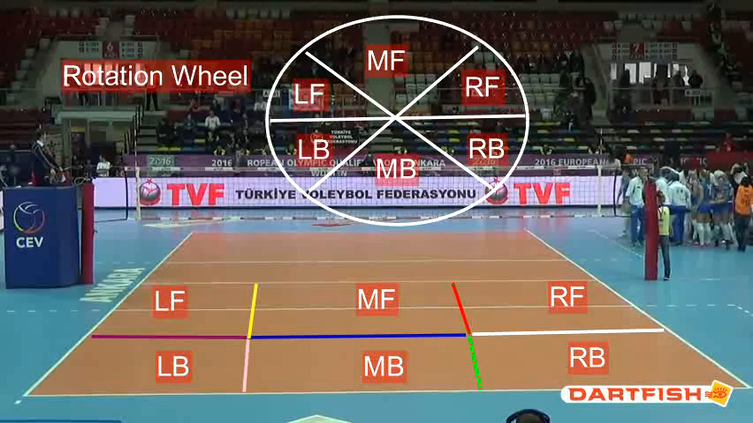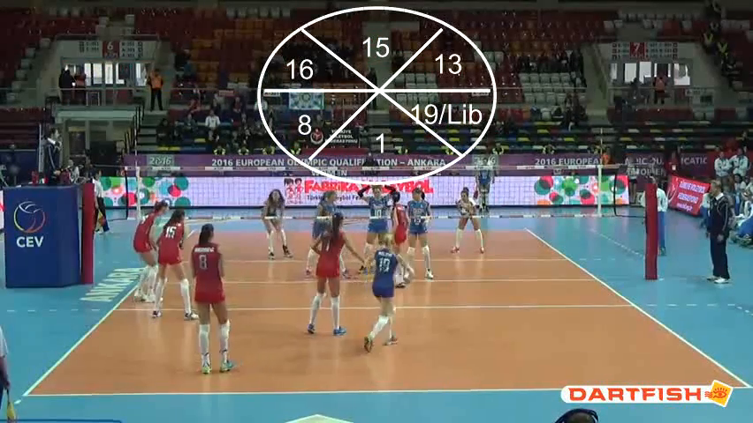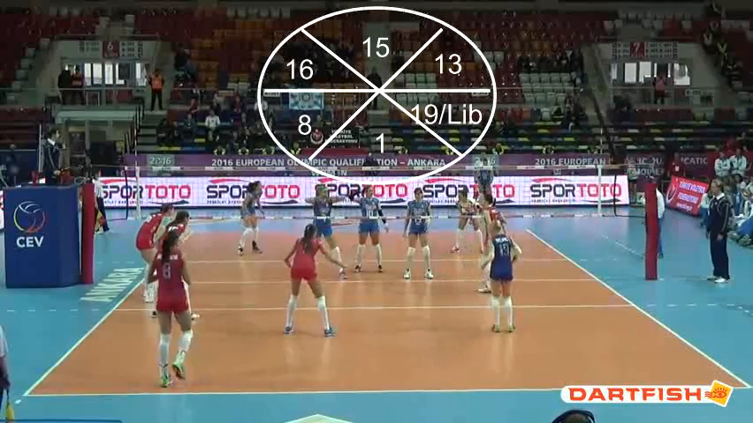Middle back has to be in between right back and left back and behind middle front. Left back has to be to the left of the middle back and behind left front. Left front needs to be in front of left back and to the left of middle front. Middle front has to be closer to the net than middle back and in between right front and left front. Right front has to be ahead of right back and to the right of the middle front.